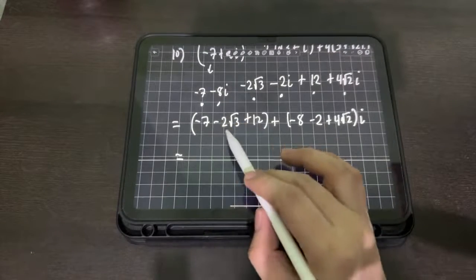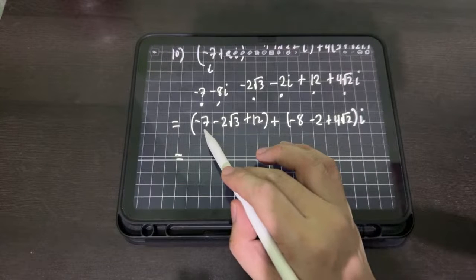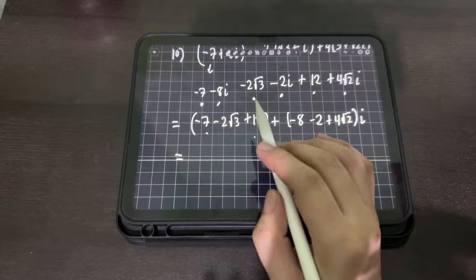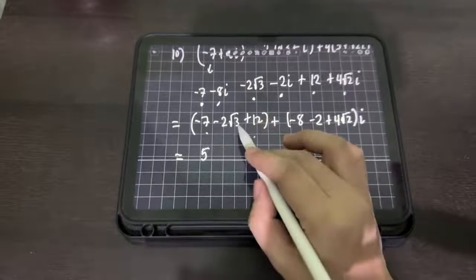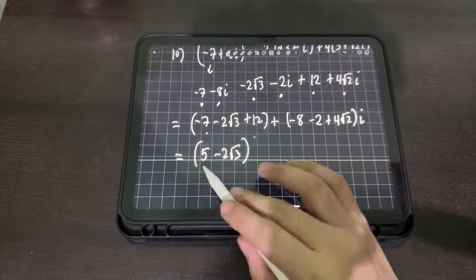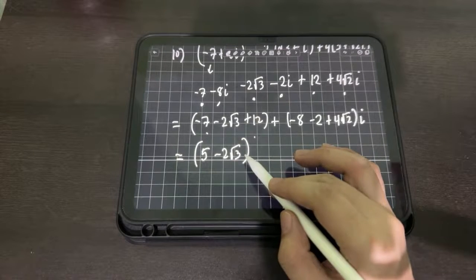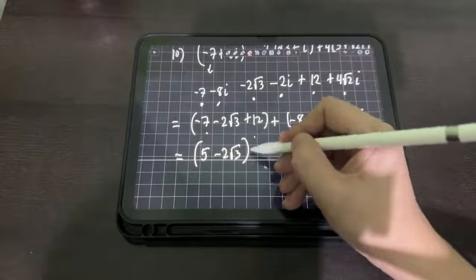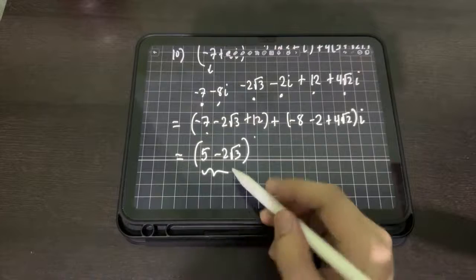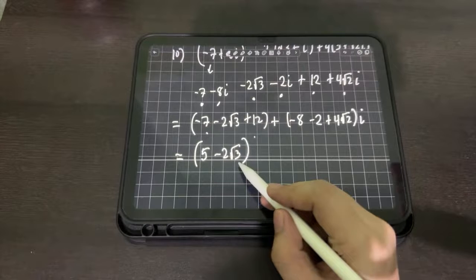So, negative 7 minus 2 square root of 3 plus 12. What we can combine is just the whole numbers, negative 7 plus 12. That's equal to positive 5. And then, let's just copy this minus 2 square root of 3 because we cannot combine this with 5 since it has an irrational part, which is the square root of 3. Okay? So the real part of the complex number is 5 minus 2 square root of 3. This will be an irrational number due to the presence of the square root of 3.